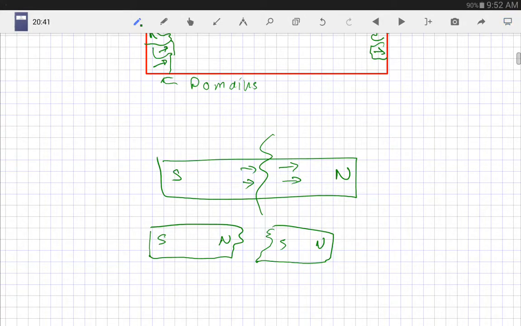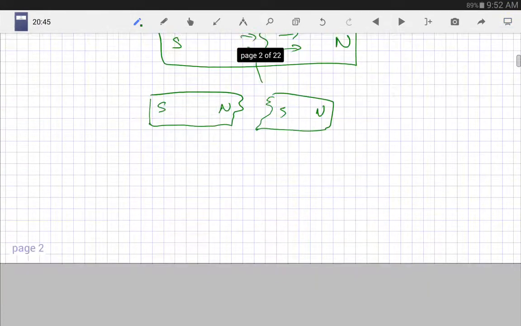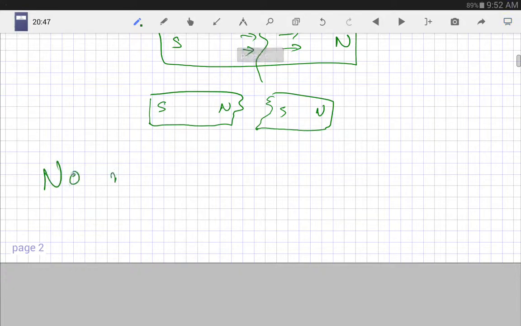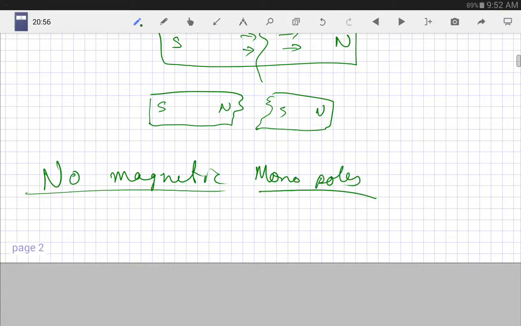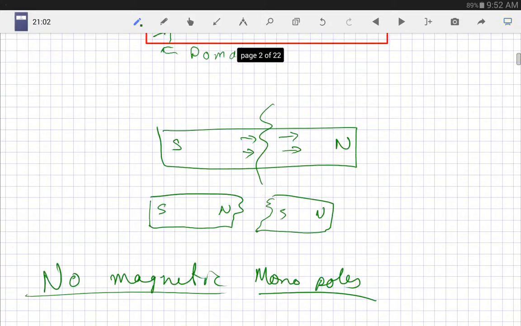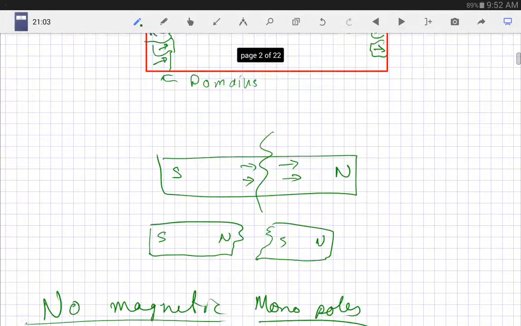Because the magnetism is made by those little domains, it's impossible to just have a north or just have a south. So there are no magnetic monopoles. A monopole means it's just north or just south. It does not exist. So we've got a few things about magnets now.